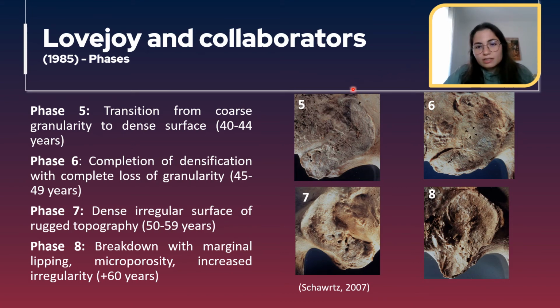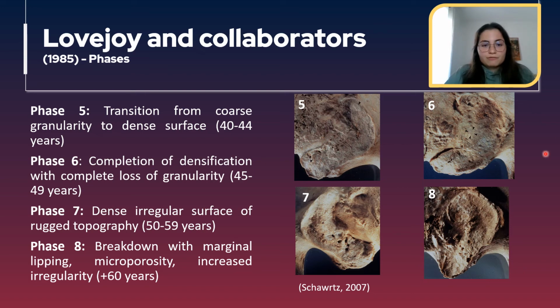And you can see here in this image that there are some zones that have some granulation, but then here it is very dense. In phase 6, there's a completion of densification with complete loss of granularity. And if you look at this image, you can't see any granularity, so the surface is only dense.